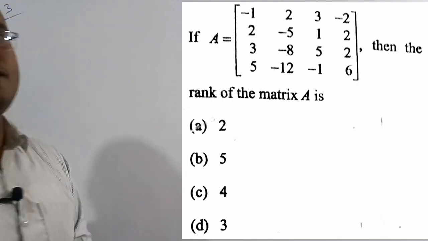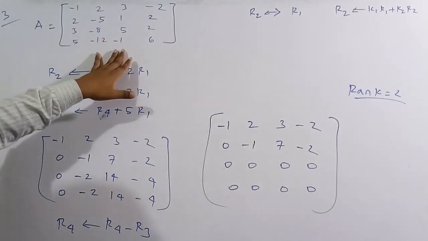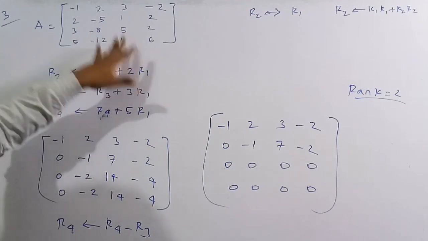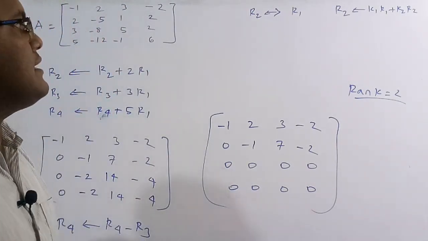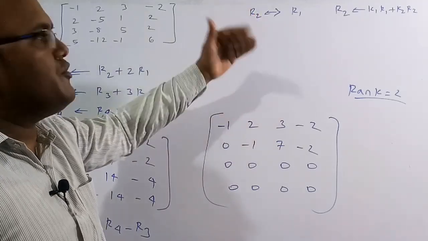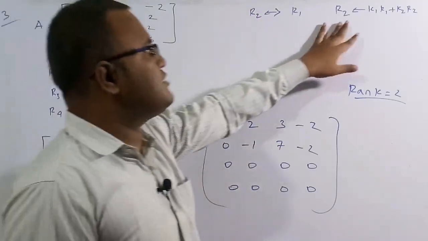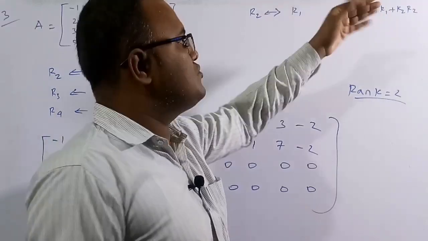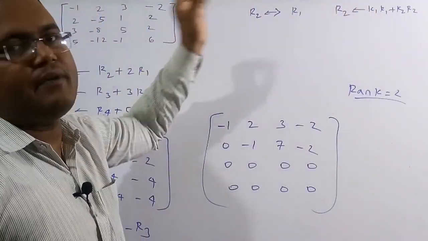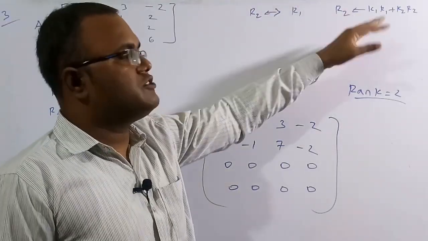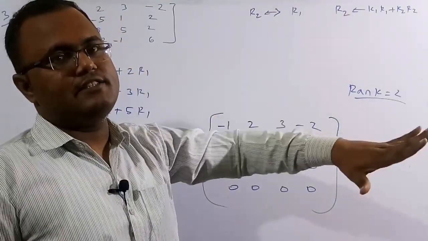So let's solve this numerical. This is the matrix, and we need to find its rank. Generally, there are two types of transformations we do for any matrix. The first transformation means we interchange the rows, and in the second transformation we add the rows. The first transformation is going to change the determinant of the matrix, but the second transformation is not going to change the determinant of the matrix.